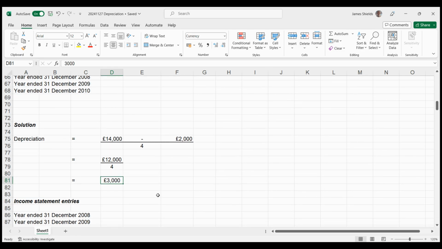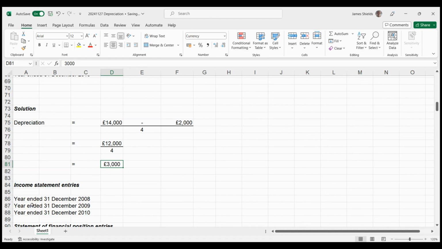So the income statement entries then. For the year ended 31st December 2008, we're going to have £3,000. We have the same in the year ended 31st December 2009. And again, the same in the year ended 31st December 2010. So they're all going to be £3,000. So this is the straight line method of depreciation, one of the methods.